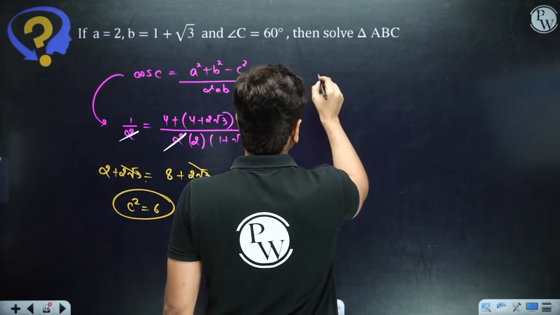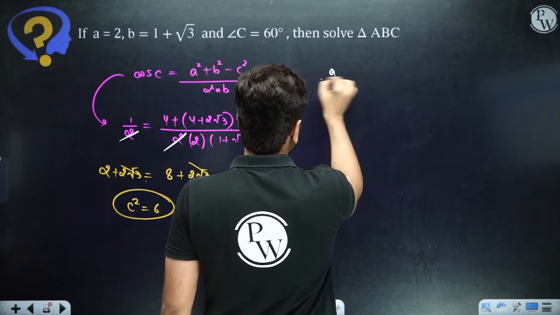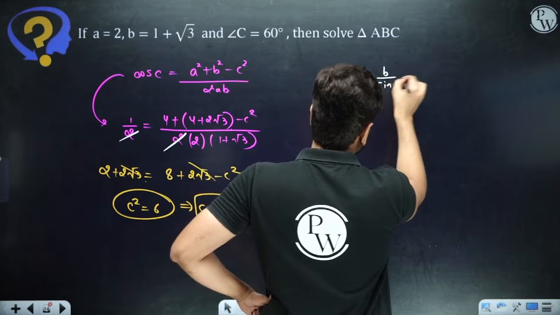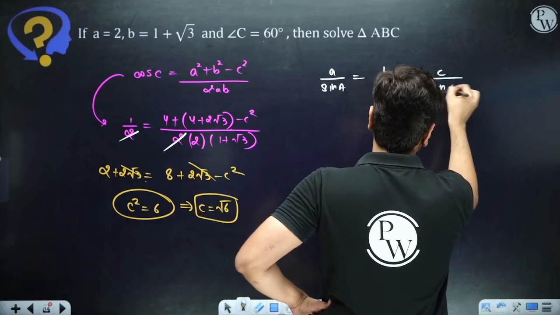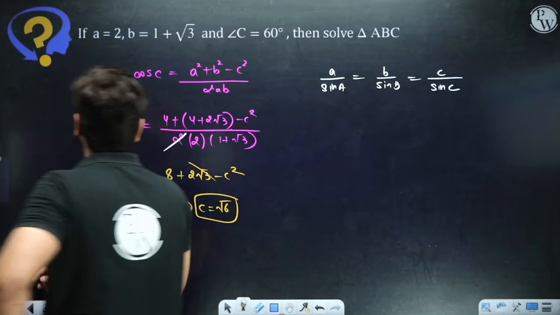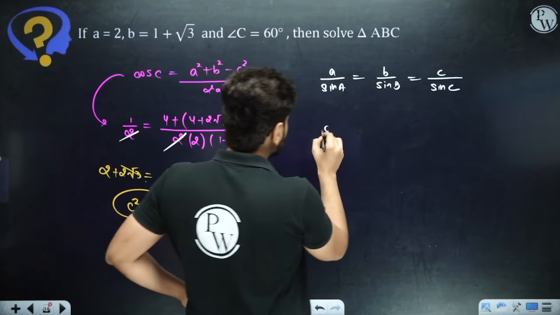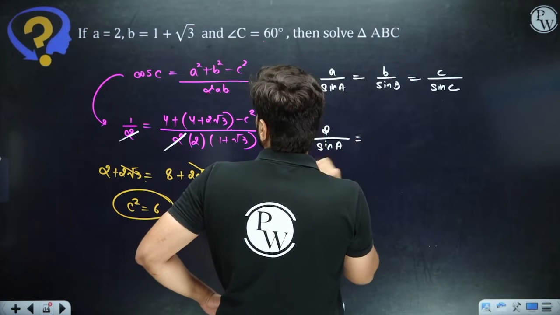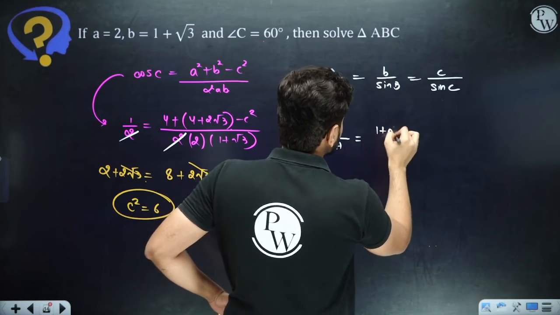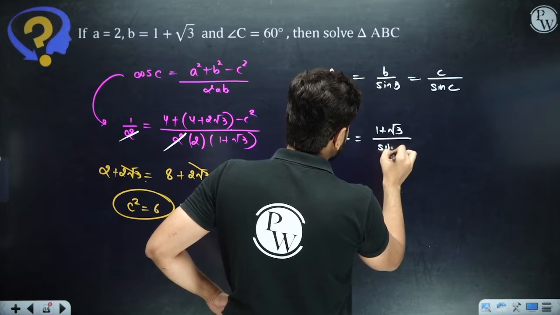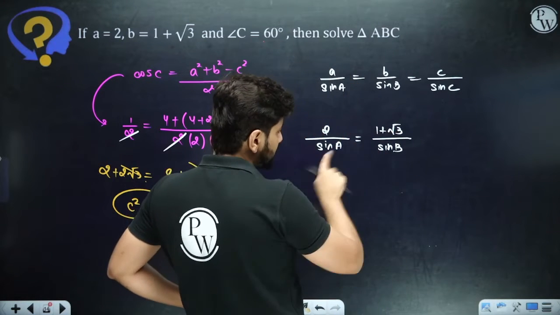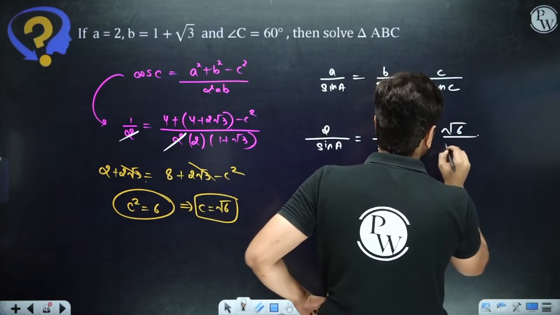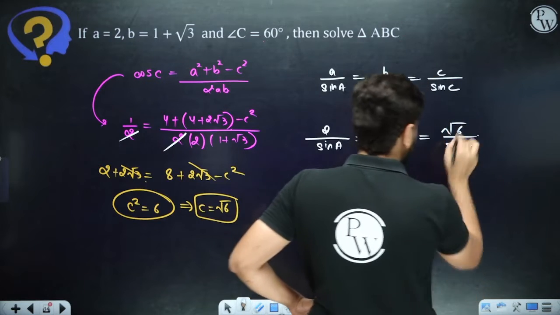Use sine rule, that a by sine A will be equal to b by sine B, that will be equal to c by sine C. Now what's the value for side A? The value of side A is 2. So 2 upon sine of angle A, which we don't know. The value of side B is 1 plus root 3. So 1 plus root 3 upon sine of angle B, which we also don't know. We need to find these two angles. This is equal to c upon sine C, root 6 upon sine of 60 degree. So this thing we'll know.